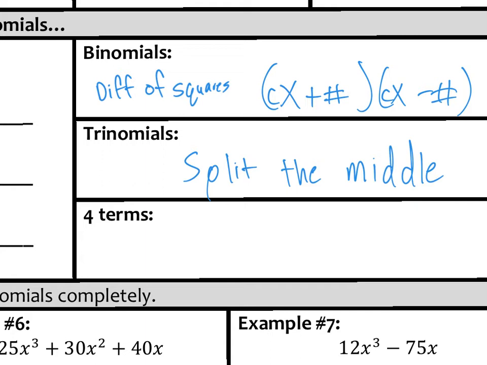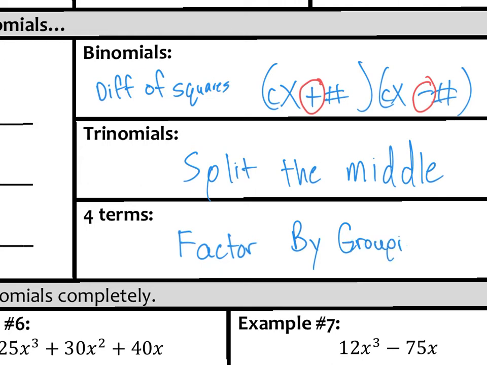I want to highlight back up here. We have the plus and then the minus for difference of squares, right? That's the main thing we're looking for there. Okay. If we have 4 terms, we need to remember to factor by grouping. Okay, that's going to be our main strategy for factoring when we have 4 terms.